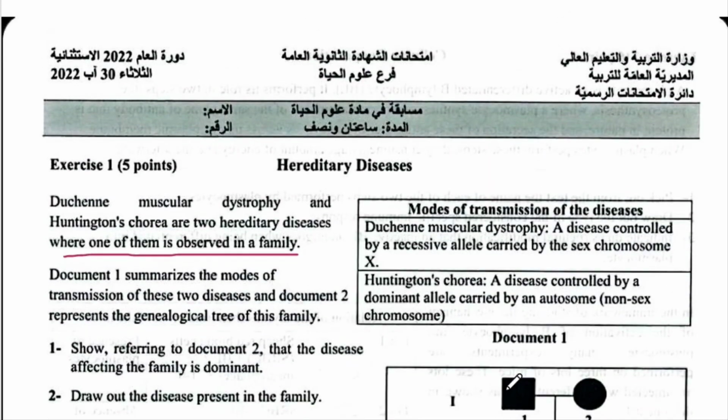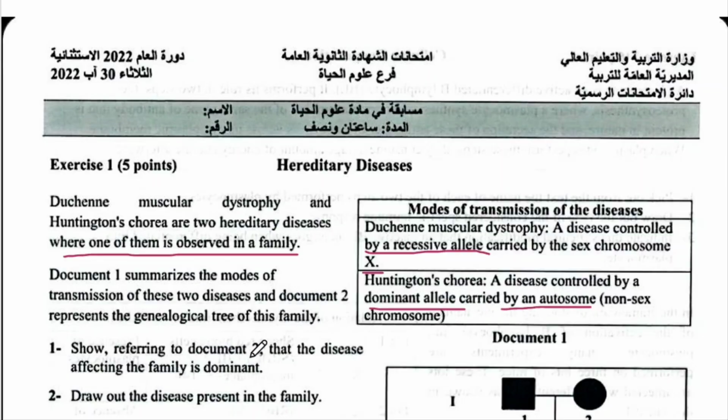For Document 1, show the mode of transmission of each disease. Show if the disease is controlled by a recessive allele or a dominant allele. Duchenne muscular dystrophy is a disease controlled by a recessive allele carried by the sex chromosome X. And Huntington chorea is a disease controlled by a dominant allele carried by an autosome.